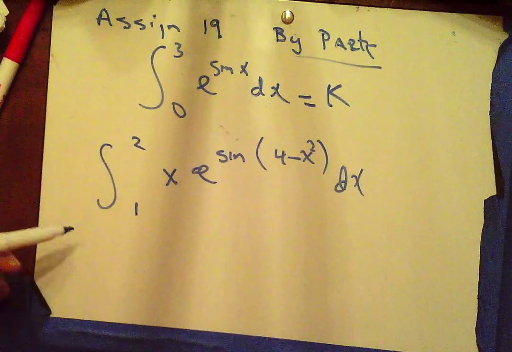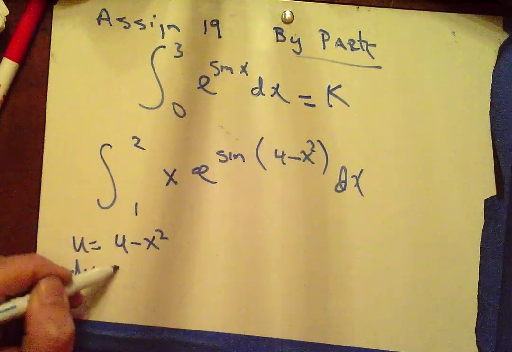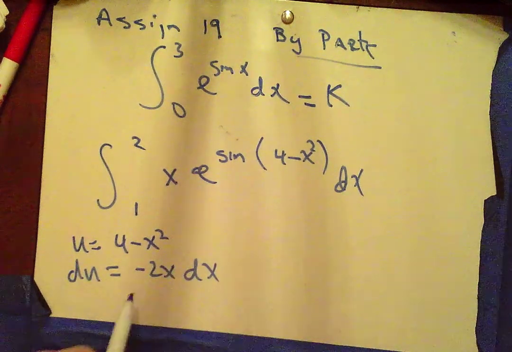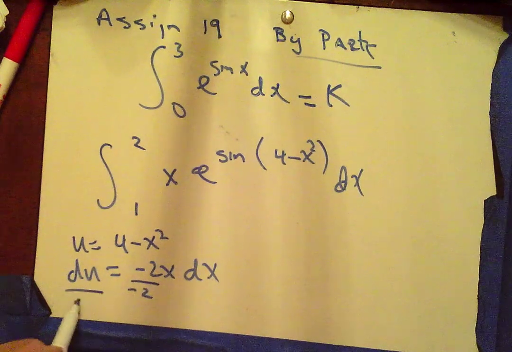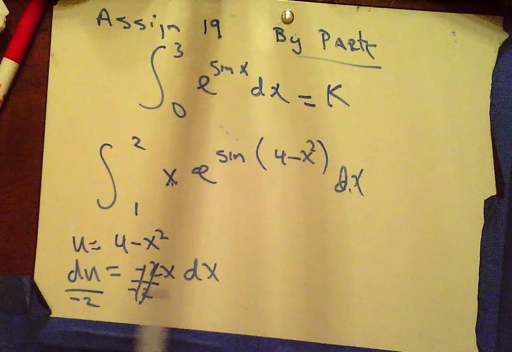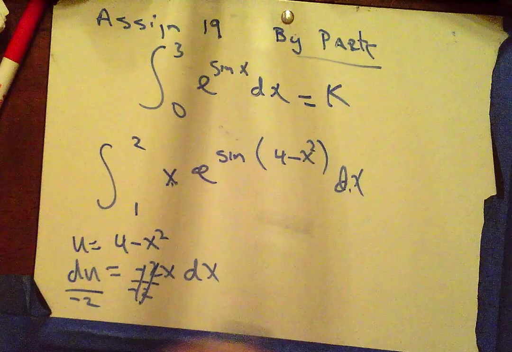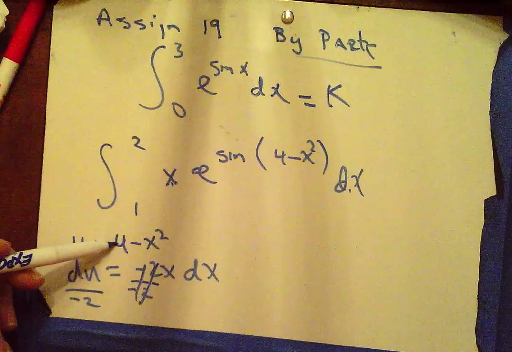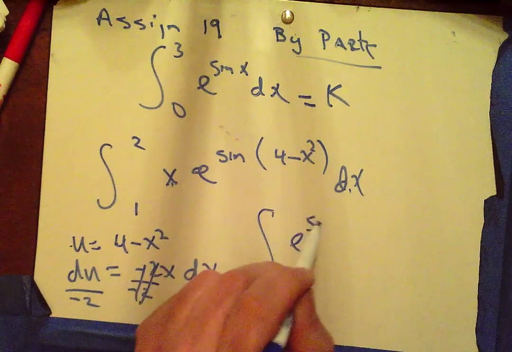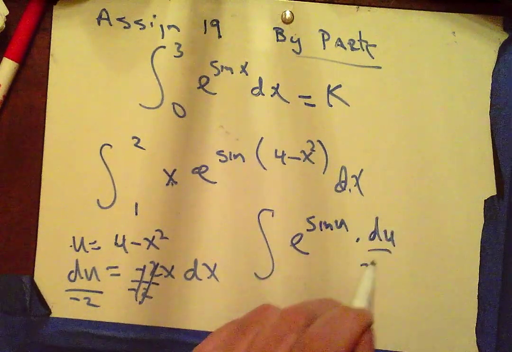Okay, so u equals 4 minus x squared. du equals negative 2x dx. Well, I have an x dx, but not the negative 2, so I'm going to push that to the other side. Where I see x dx, I can replace that with du over negative 2. And in e to the sine of 4 minus x squared, I can replace 4 minus x squared with u. So this integral becomes e to the sine u times du over negative 2.